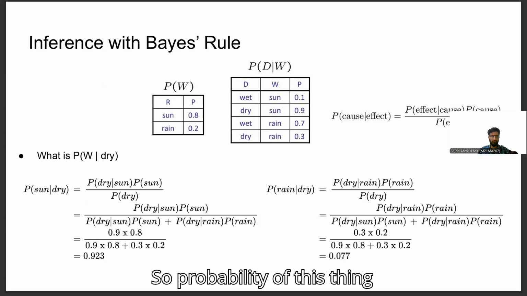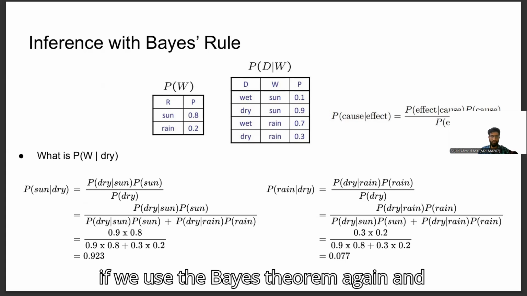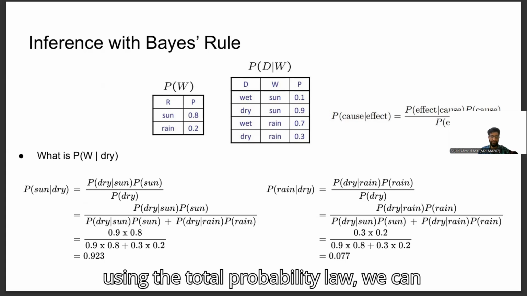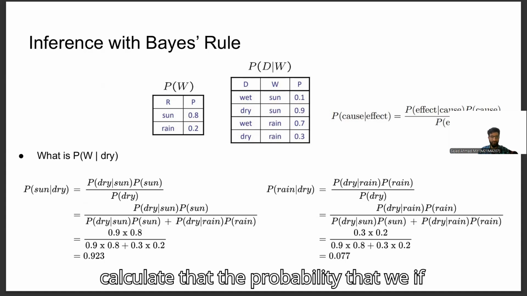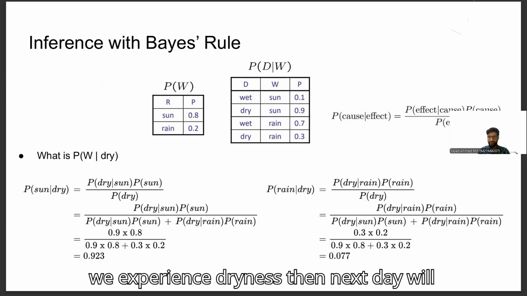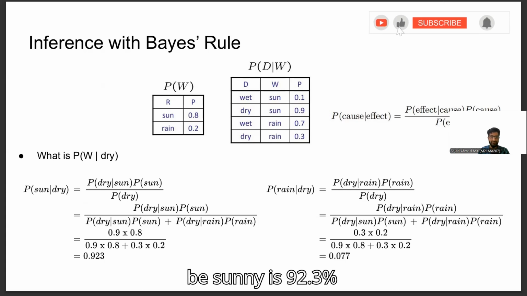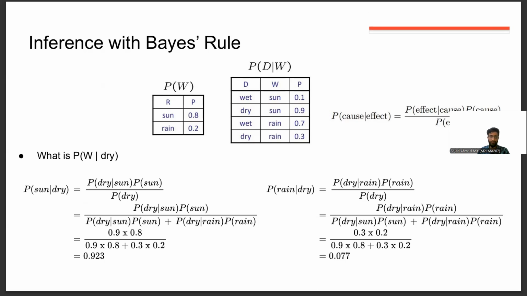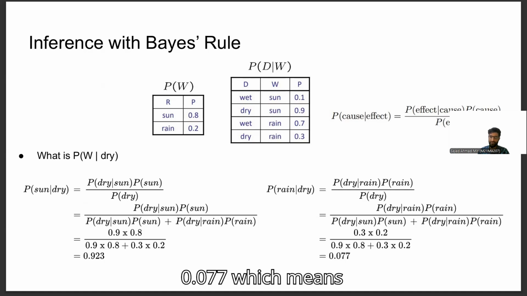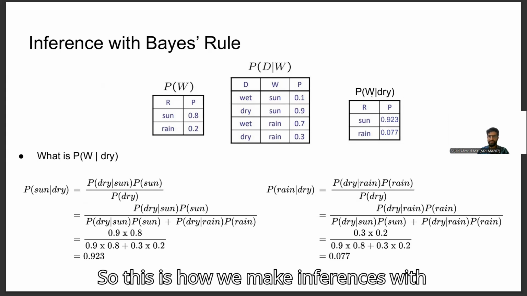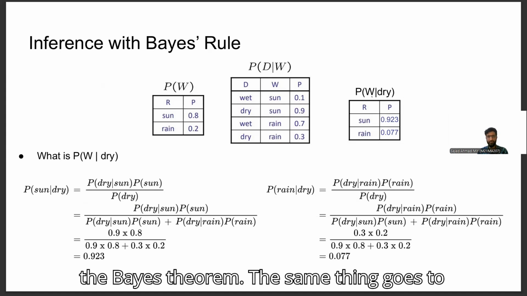If we use the Bayes theorem again, together with the total probability law, we can calculate that the probability that if we experience dryness, the next day will be sunny is 92.3%, and the probability that if today is dry, tomorrow will be rainy is 0.077, which means around 7.7%. So this is how we make inferences with the Bayes theorem.